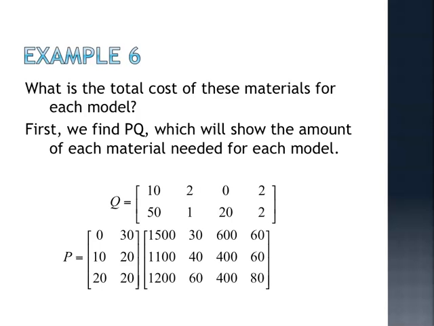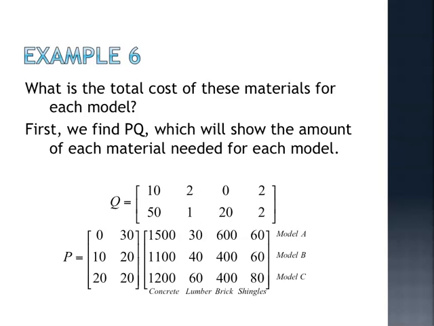All right, so multiplying this out, this is our matrix PQ, and this tells us that each row represents a model and each column represents a material. So for example, you can see here model A is 30 for lumber, 40 for lumber for B, and 60 for lumber for C.